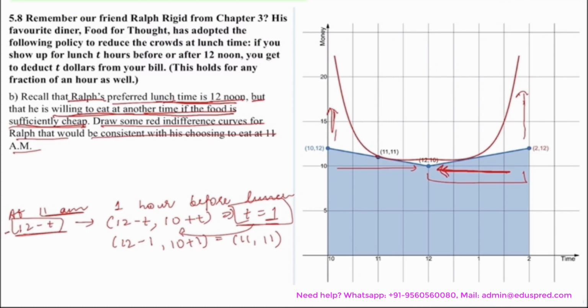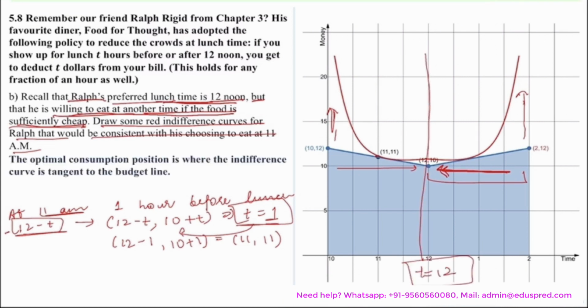It is nothing but symmetrical around the line t equal to 12. Your optimal position is where the indifference curve is tangent to the budget line. So here your indifference curve is tangent at 11 a.m. Also it would be tangent at 1 p.m. So he can either choose to consume at 11 a.m. or at 1 p.m. So that was all for this video.